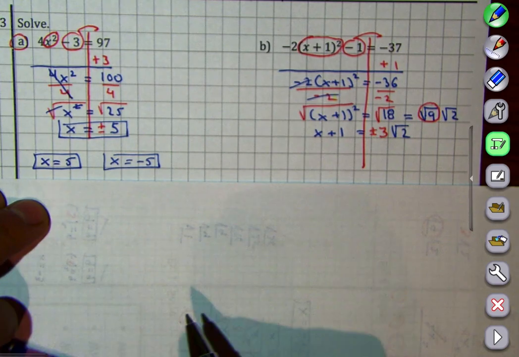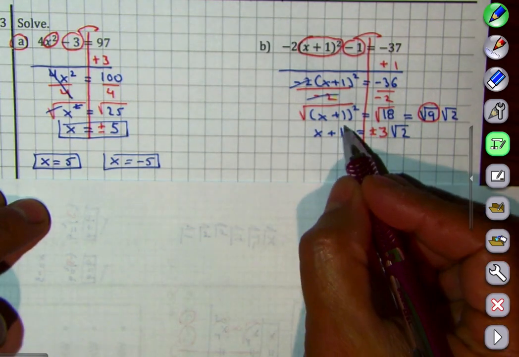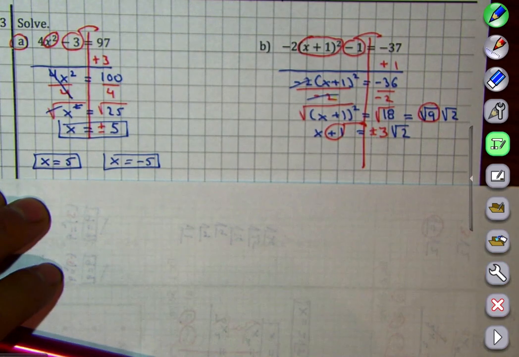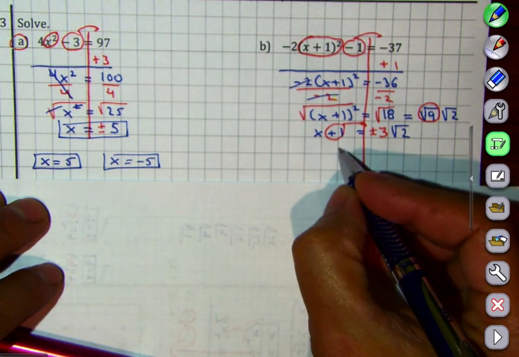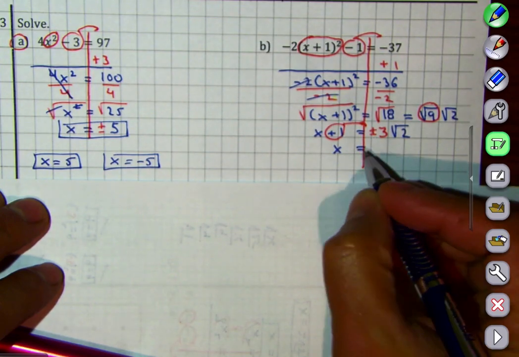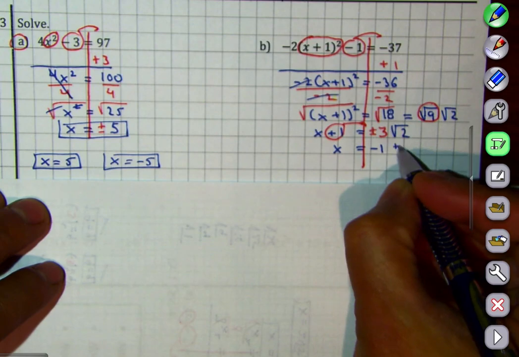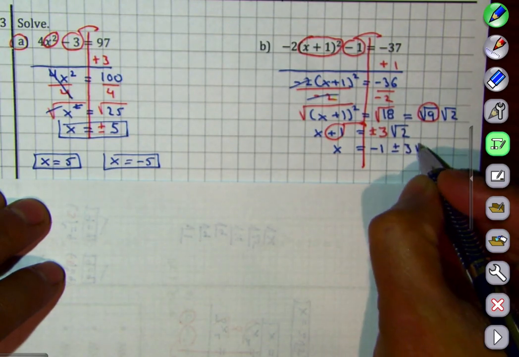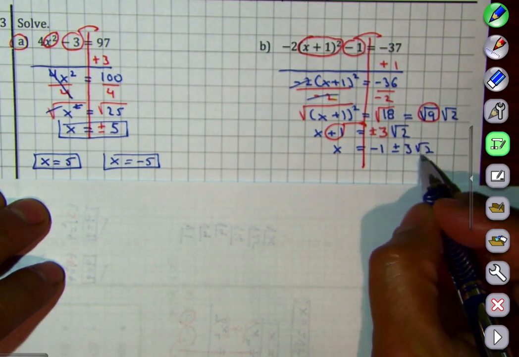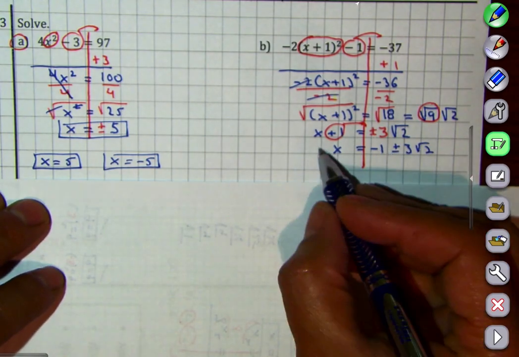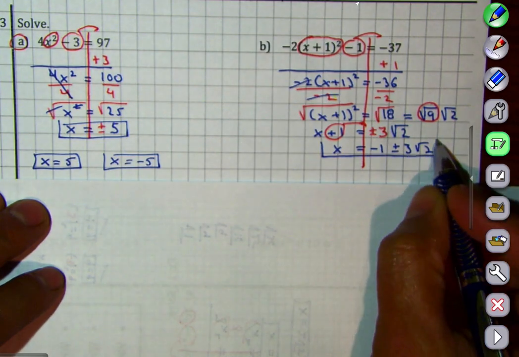And there's one last step. I'm going to move my 1 to the right because it's a negative 1. And we're going to place it before the plus or minus, right after the equal sign. x equals, that's a positive, it's going to become a negative 1 plus or minus 3 square root of 2. Now, this is an irrational number, so I cannot add it to a rational number. Those two cannot be added, so it stays as this.